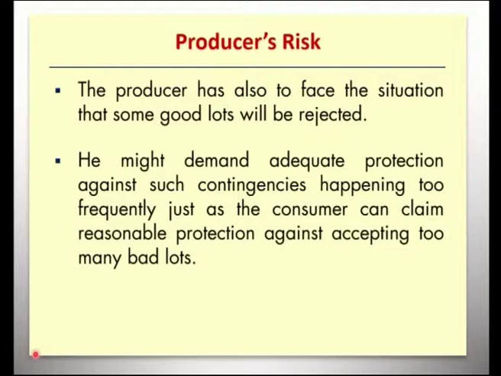Now, the producer also has to face the situation that some good lots will be rejected. Good lots are rejected in the sense it is also an error, because a good lot has to be accepted. When a good lot is rejected, it is an error. That kind of error is called a type 1 error, and since, when it is rejected, it goes back to the producer, it becomes the producer's risk.